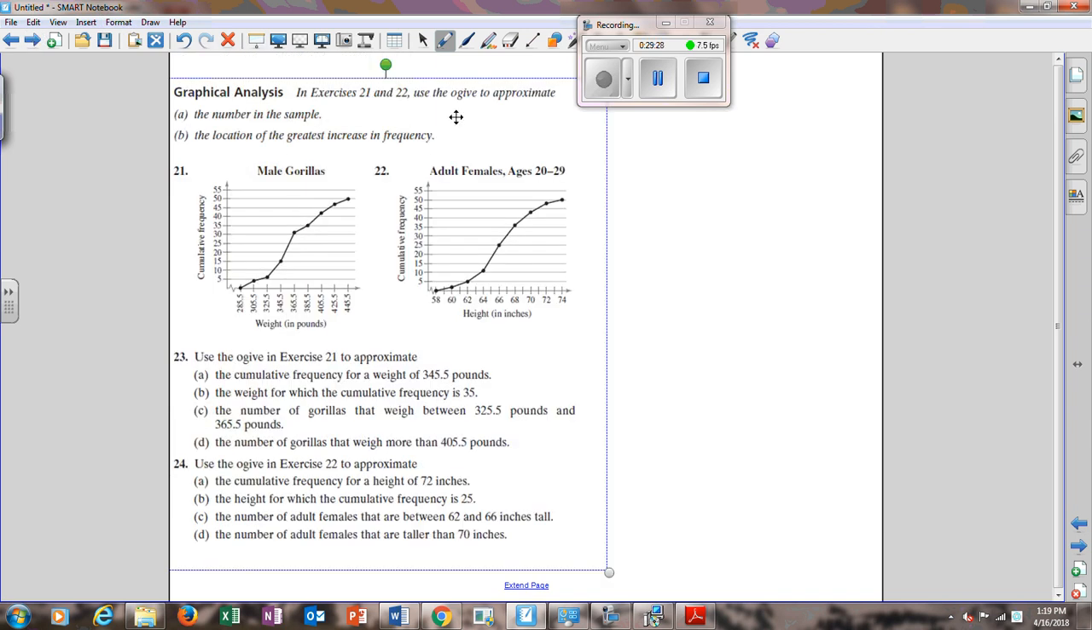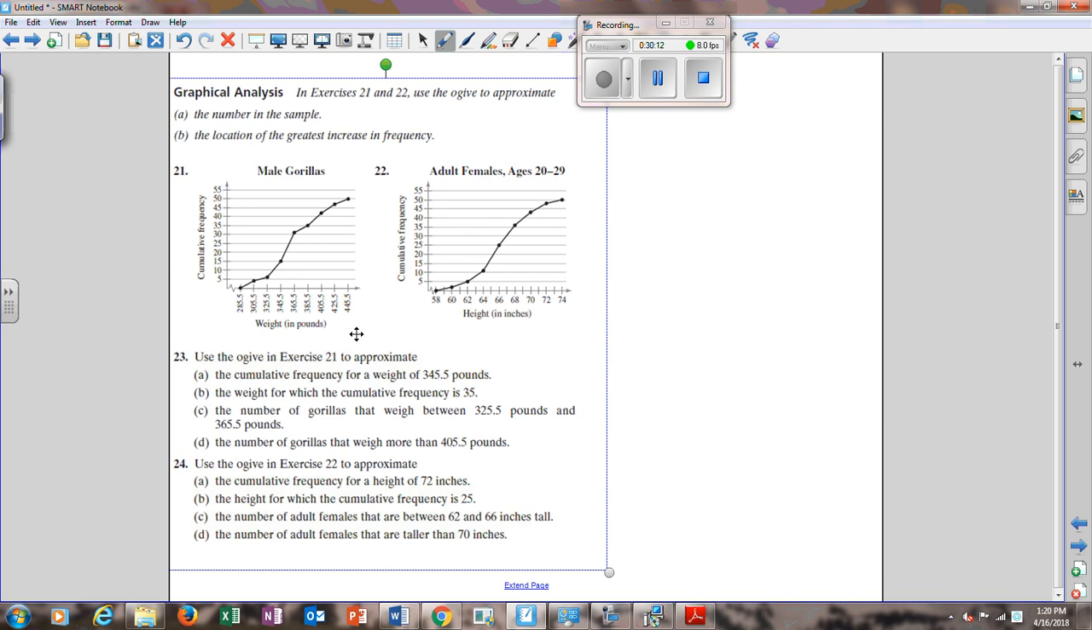Number 21, use the ogive to approximate the number in the sample. So the ogive just gives you the total amount as it goes up. So for 21A, there would be 50 gorillas in the sample. 22A, also 50 gorillas in the sample. Then the location of the greatest increase in frequency, that's just where you have the biggest jump. So it'd be between 345.5 and 365.5. Over here, it's going to be between 64 and 66. So that's 21 and 22. Those were pretty easy.